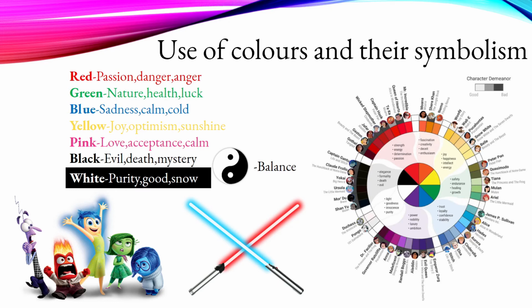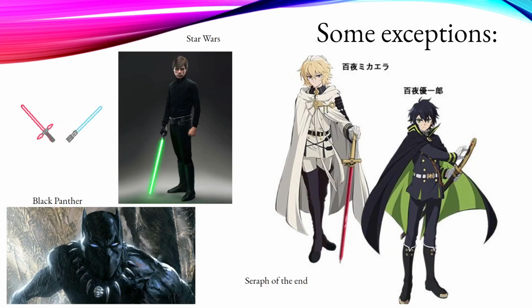Black and white are the core colours for good and evil. However, the combination of both can be seen as balance, since there is good and evil and good. However, there are some exceptions, and there's loads of examples, but my favourite being Seraph of the End, where the vampires, who are the villains, wear white, and the heroes wear black.